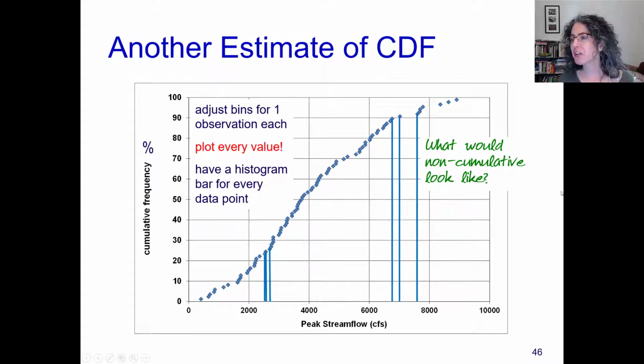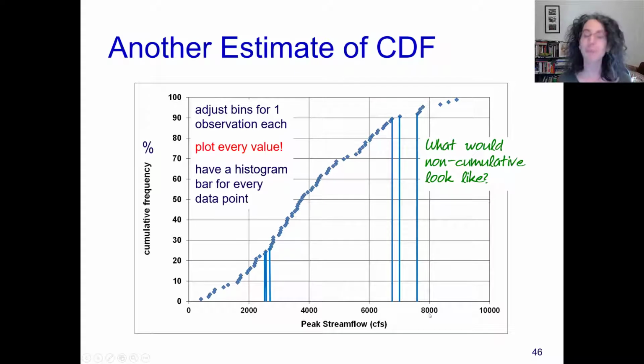What would a non-cumulative version of this histogram look like? Well, we had said that each bin was wide enough to contain exactly one value. So the non-cumulative histogram would be all ones. And that would be not interesting at all. So we only use this method to estimate a cumulative distribution function.